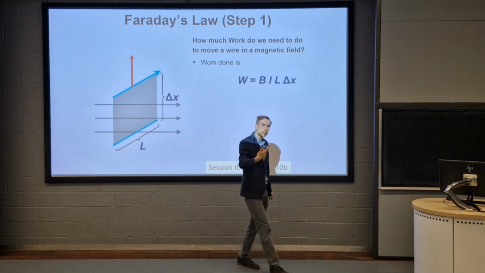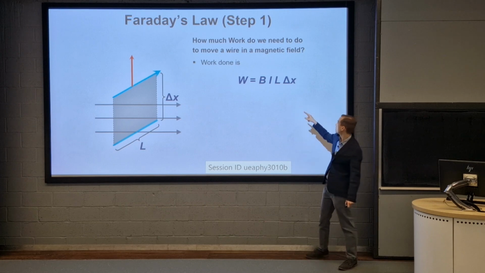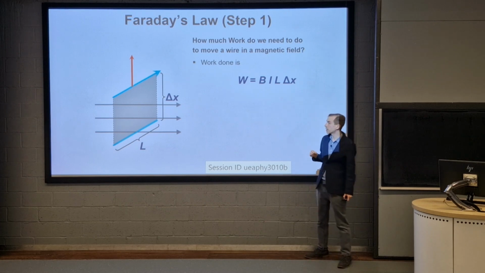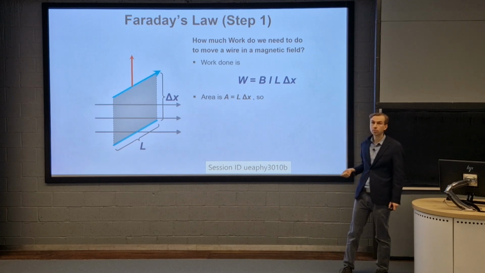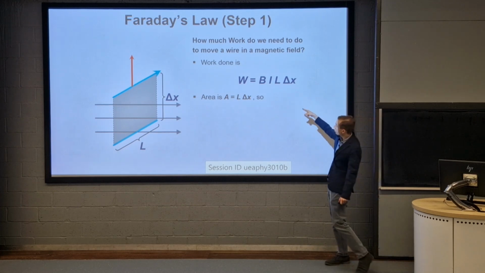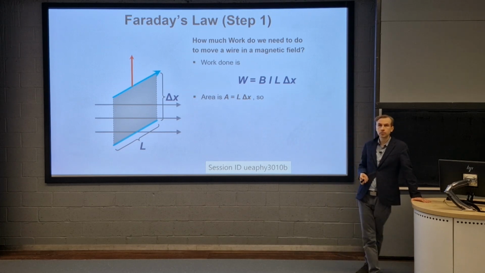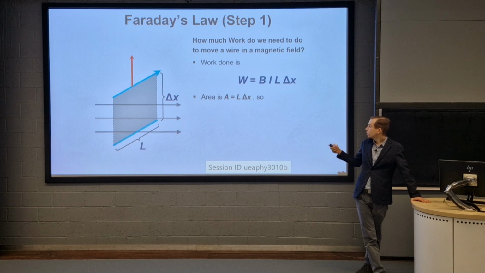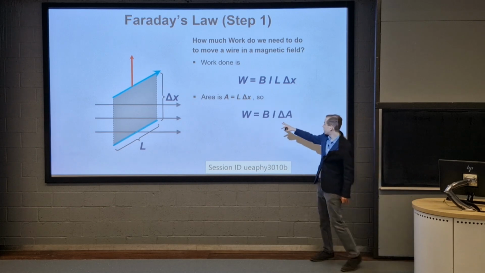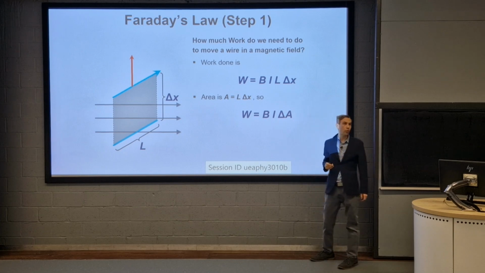So it's quite a creative way of thinking about the work done here, because this L times our delta X is actually giving us an area. So area is just L times delta X. So we can rewrite this equation in terms of a change in area. Now, if you're following along in the notes, you don't need to wait for it to go up on screen. You can have a go yourself. What we see is that the work is just the magnetic field times the current times the change in area.